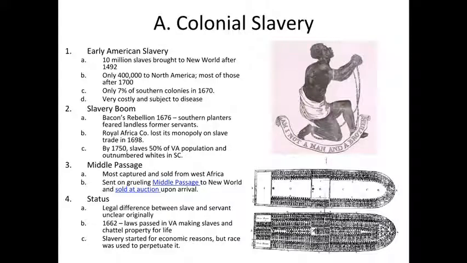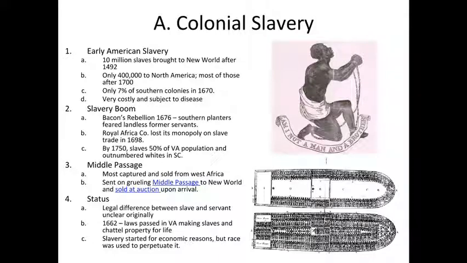And so people were really fearful that they would completely take over. So in terms of who's going to be a slave, it became way stricter, and they instituted hereditary slavery so that any child born whose mother was a slave would automatically become a slave. And that continued for the next 200 or 300 years. The Royal Africa Company lost its monopoly on the slave trade in 1698, and the trade started to expand greatly to other countries. By 1750, slaves made up 50% of the Virginia population and outnumbered whites in South Carolina. So the slave population really started to increase after the year 1700.